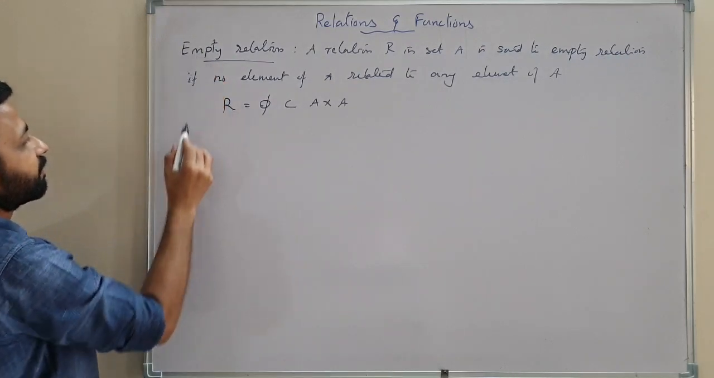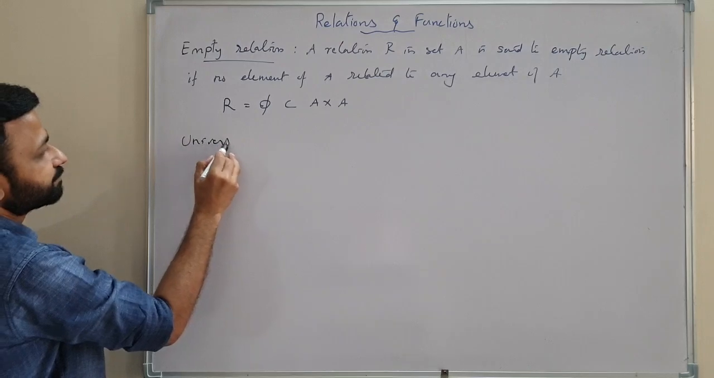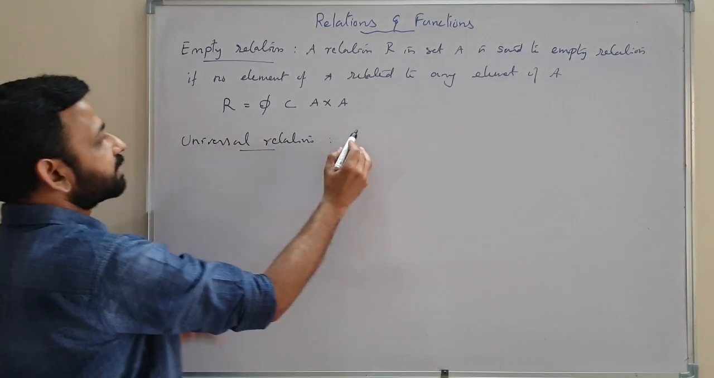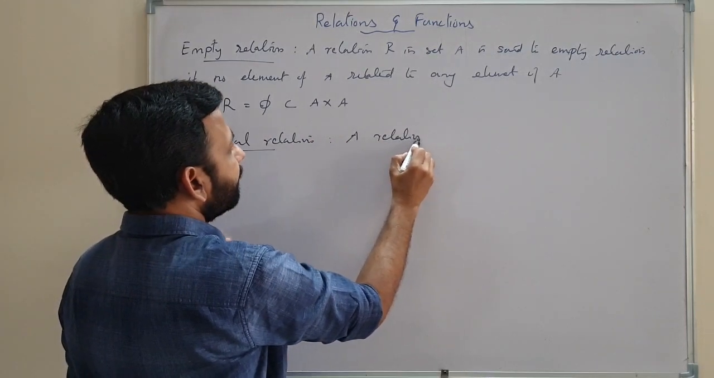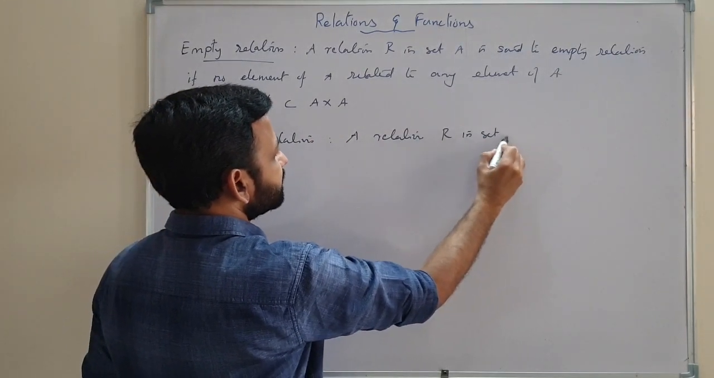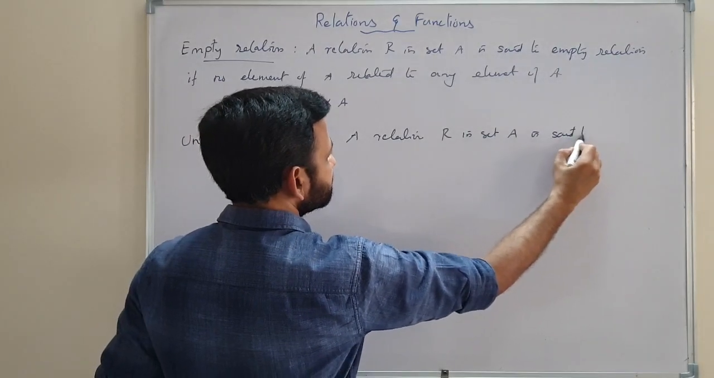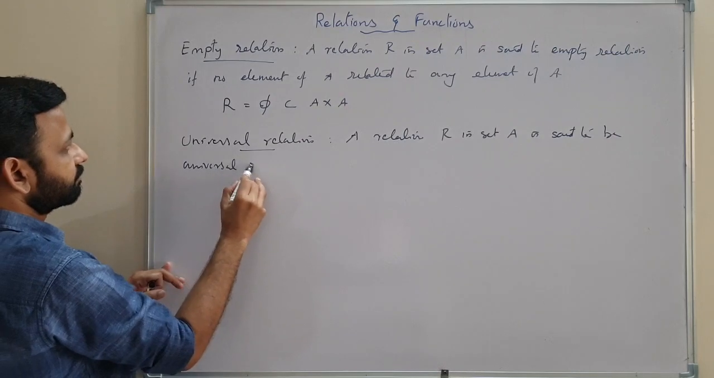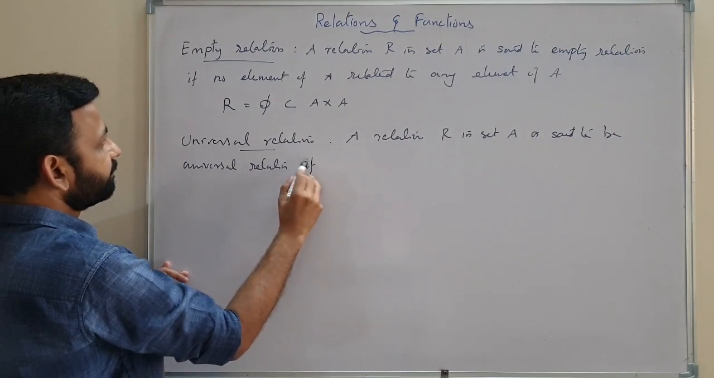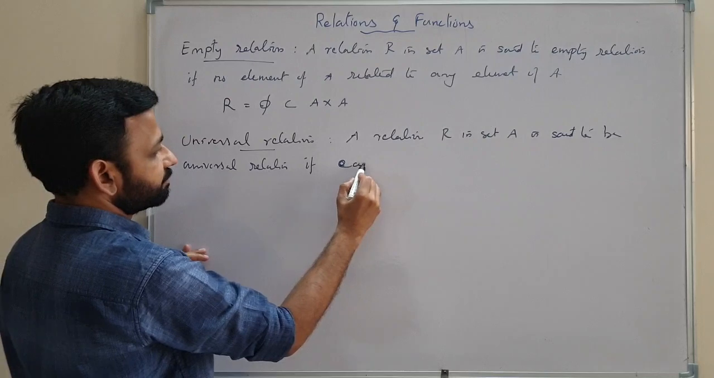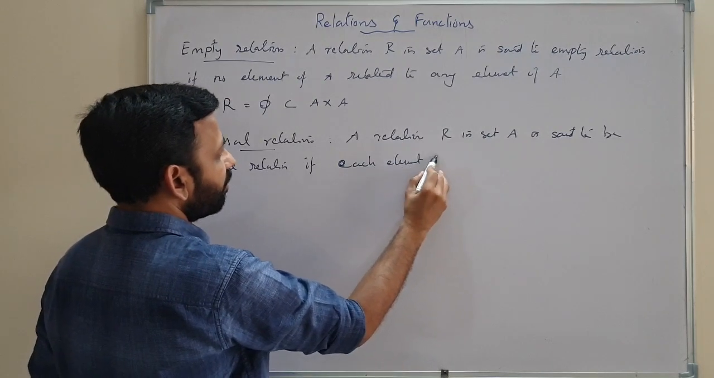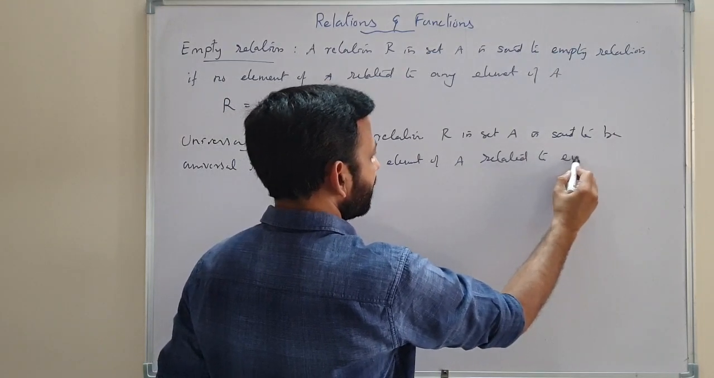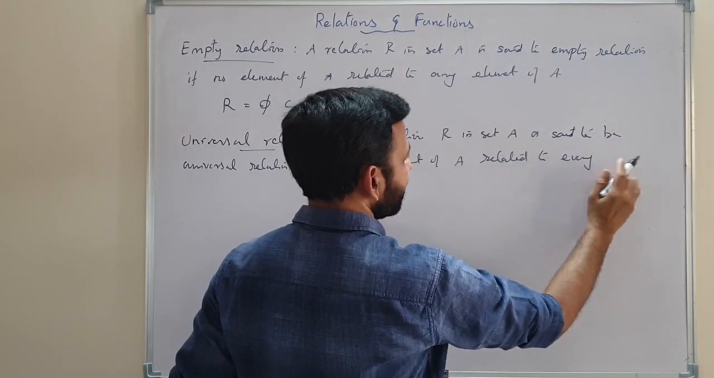And another example of a relation is the universal relation. A relation R in set A is said to be a universal relation if each element of A is related to every element of A.